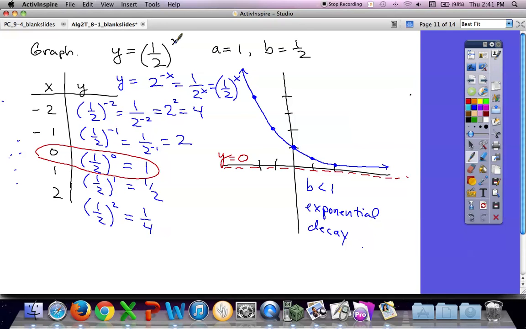Most of the time in this book, they show that as decay, but not all the time. In the pre-cal book, most of the time they say decay is like this, but not all the time. They're both valid ways to show exponential decay.